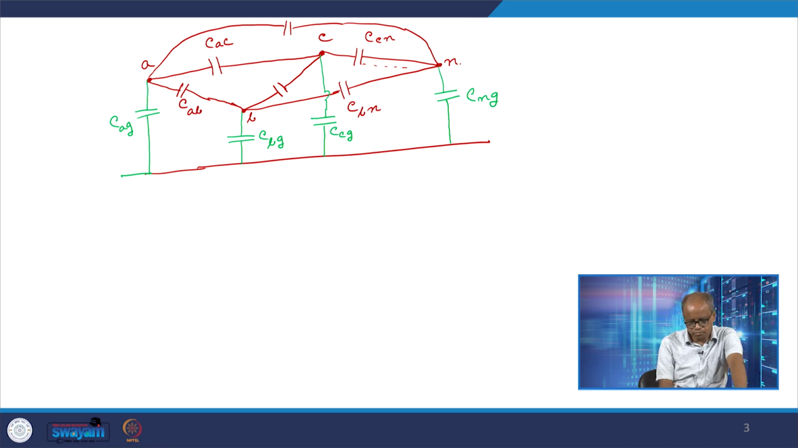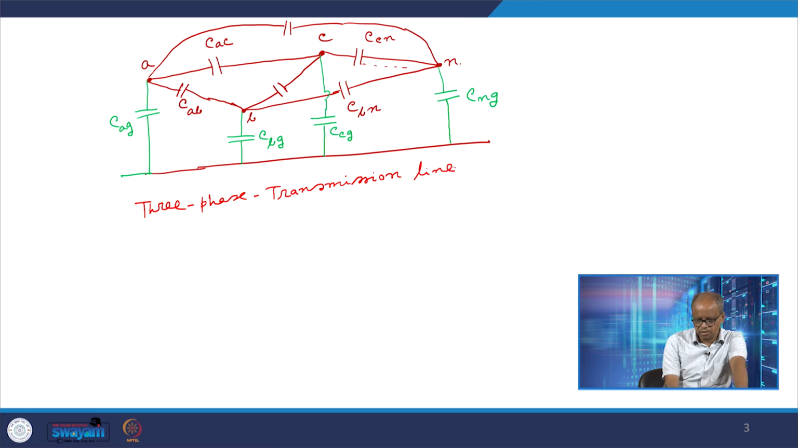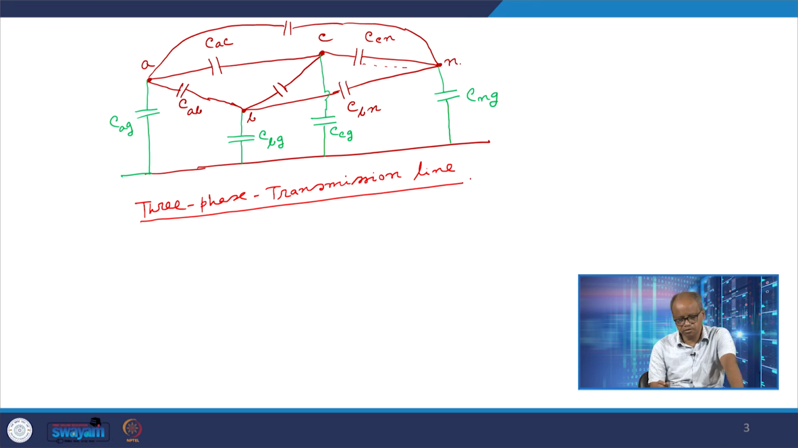So, now if we take this case of a three-phase transmission line, of course we are not as yet considering the ground conductor. That means we have got only three conductors, that is A, B and C.